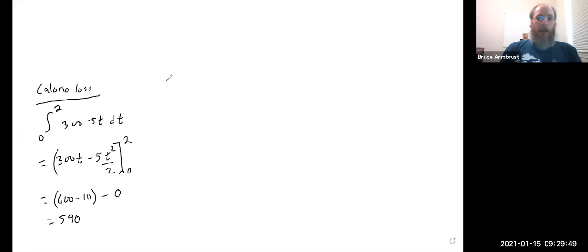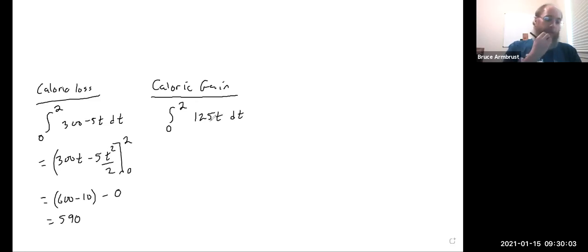So now let's look at the gain. How much does she actually gain? Well, she gains it by chugging the Gatorade. So we're going to do exactly the same thing as before. We just have a different function, right? She's taking in calories at a rate of 125t. But if she does that over the 2 hours, we're going to add it up over that entire time interval. So the antiderivative here is going to be 125t squared over 2, going from 0 to 2.